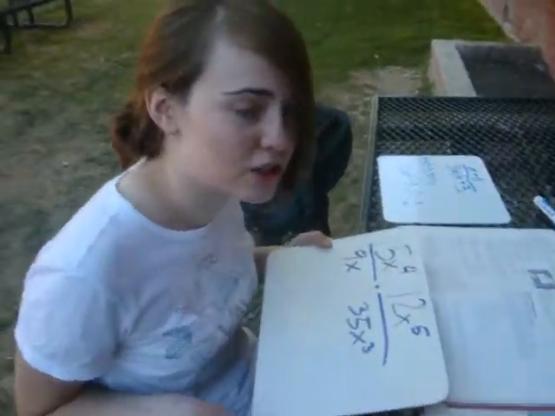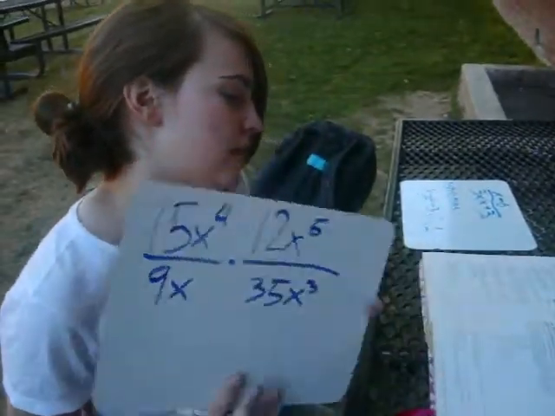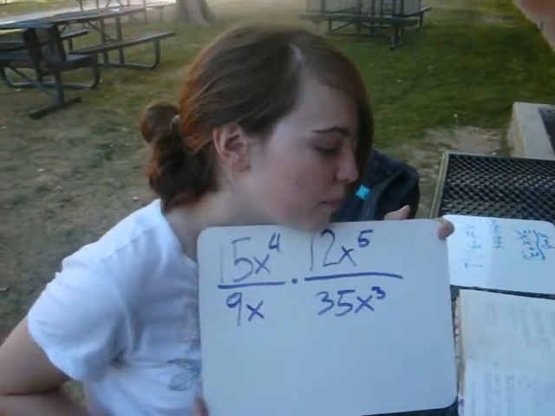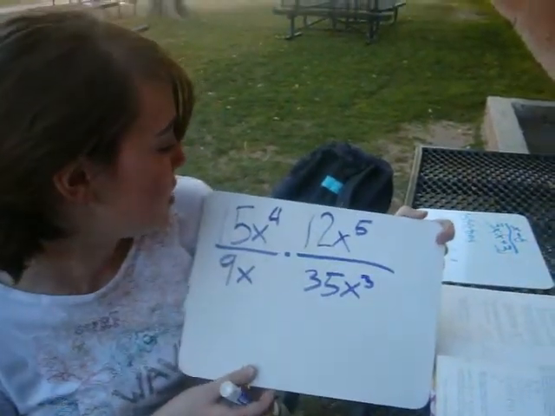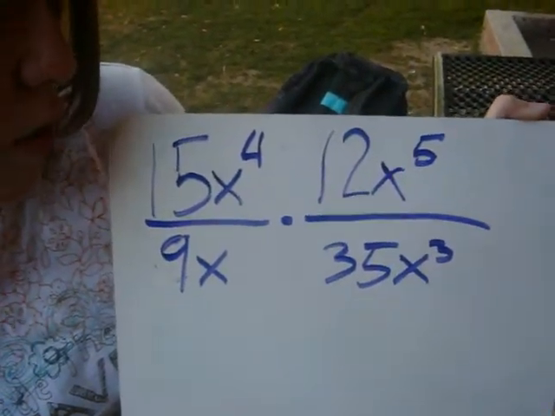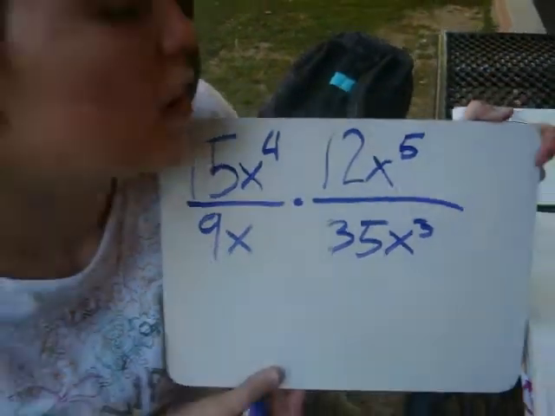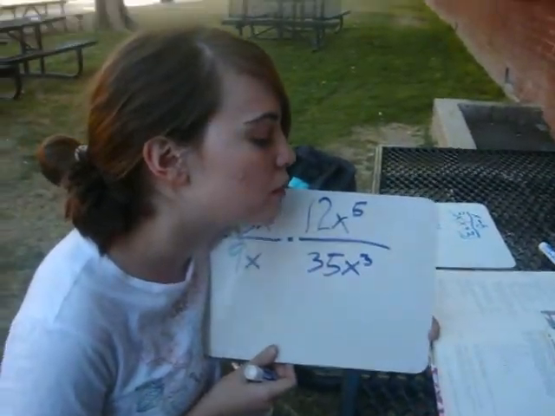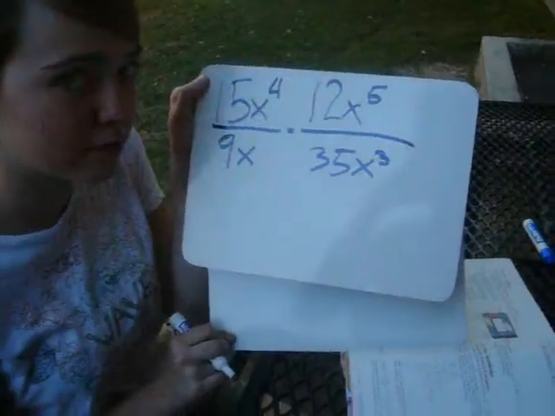So we're on to the next section, 12.5. It's multiplying and dividing rational expressions. First we're doing multiplying. So we start off with the problem 15x to the 4th over 9x times 12x to the 5th over 35x to the 3rd.